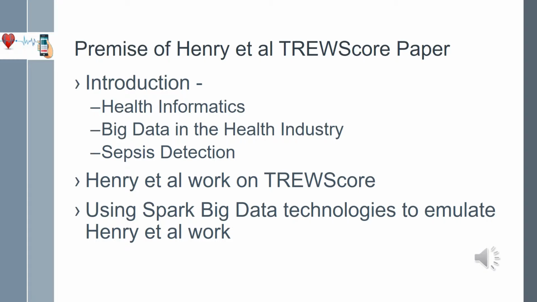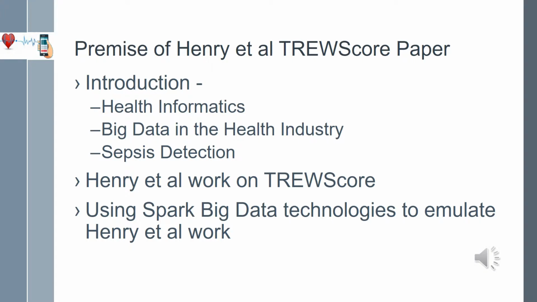Here, we implement a simplified emulation of Henry et al.'s TrueScore paper. They developed a measure for identifying patients at risk of septic shock, a leading cause of death in ICU patients. Sepsis can lead to septic shock, but is treatable if detected early and aggressively.